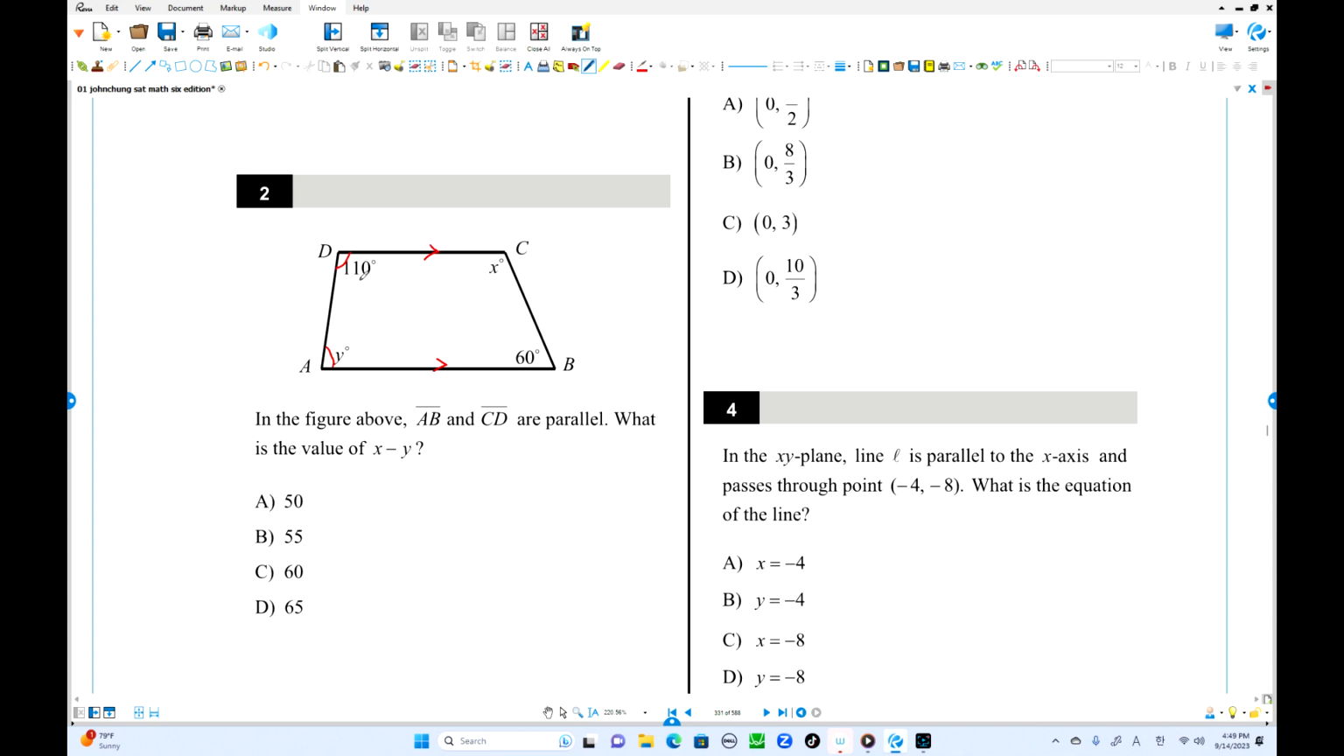So it's going to be 180, and this one is 70. The sum of these is 180, so this one will be 120 degrees, okay? So x minus y, 120 minus 70, is 50. That is the answer, okay?